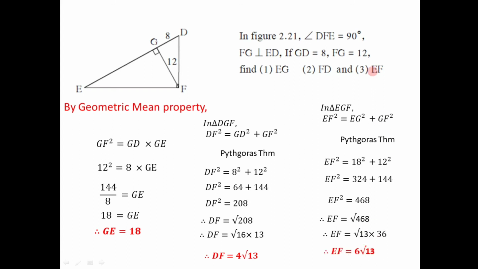So this is the length of the third segment we wanted. Here the length of segment EG is 18, the length of segment FD is 4 root 13, and the length of segment EF is 6 root 13. Let us have the next question.